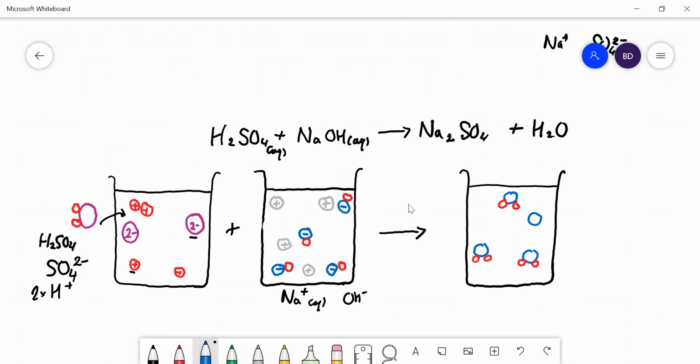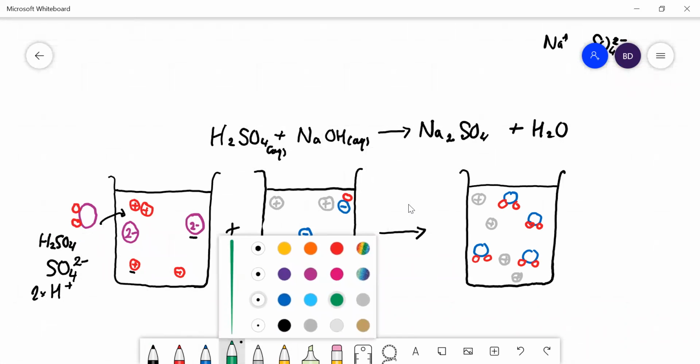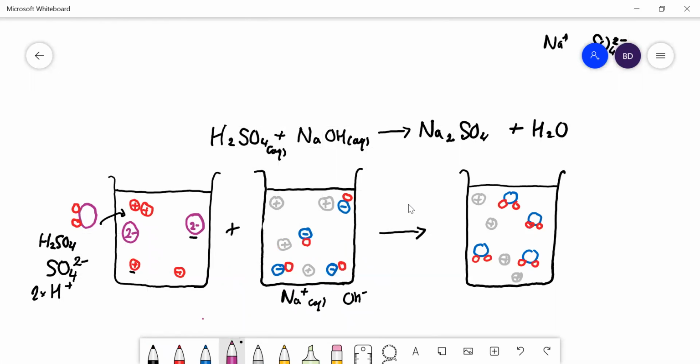Okay, and what's happened to the sodium ions? Well, nothing. They've just stayed the same. So I've got 4 of them. What's happened to the sulfate ions? Nothing's happened to those. So the sulfate ions, they're just floating around. They haven't changed. They're spectator ions as well.